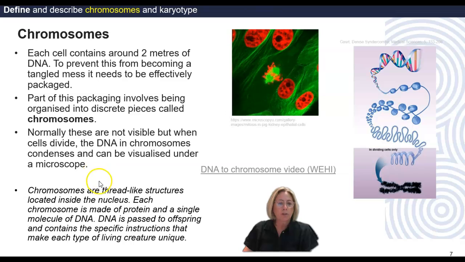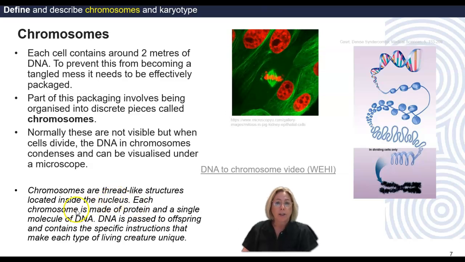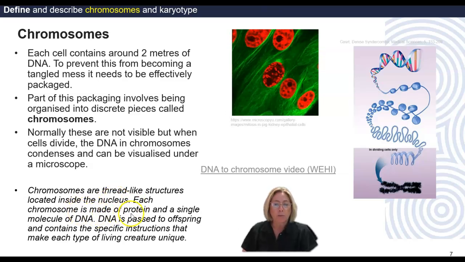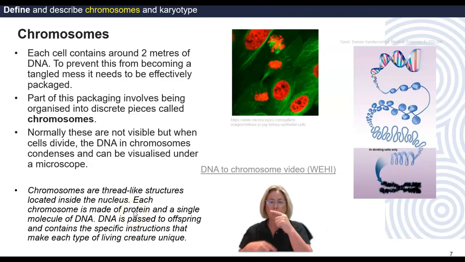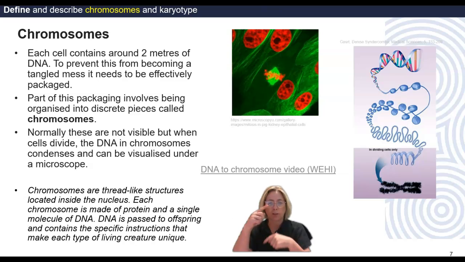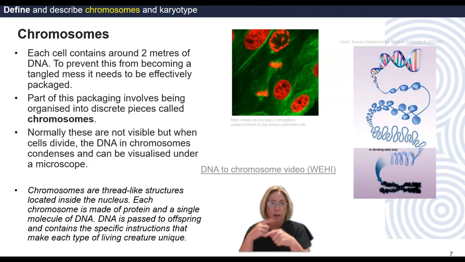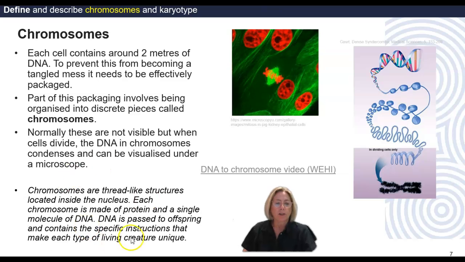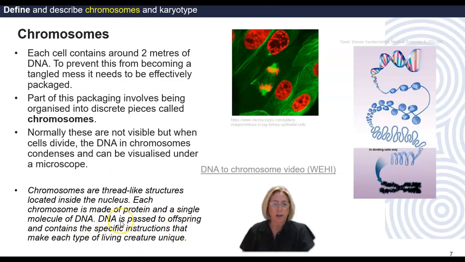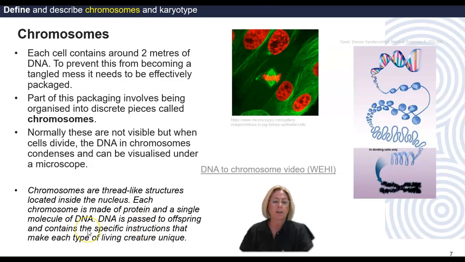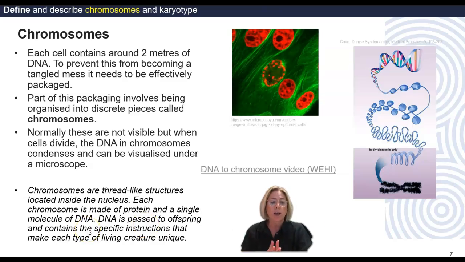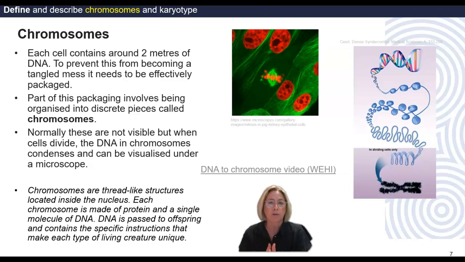Now, in terms of the definition of a chromosome, it's a thread-like structure which is located inside the cellular nucleus. Each chromosome is made up of proteins called histones, which provide support, and it's around these histones that the DNA can tightly coil. It contains a single molecule of DNA, and DNA is passed on to offspring and contains the specific instructions that make each type of living creature unique.